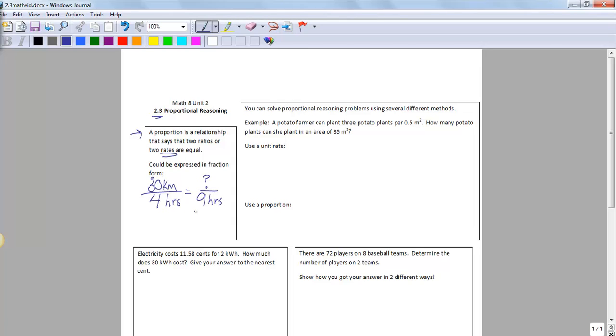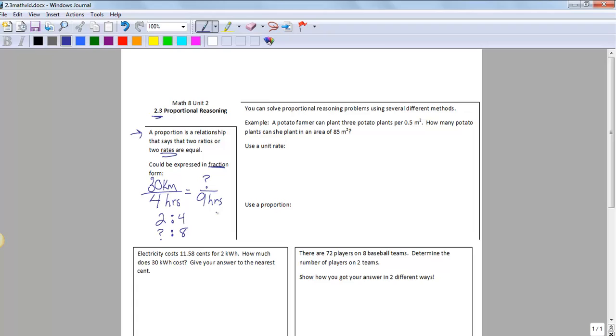I want to know how many kilometers I could go in maybe 9 hours. Right? So it's two fractions. Often a proportion is set up with the fractions being equal. You could do it with ratios as well. You could say 2 to 4 is going to be the same thing as question mark to 8. But often we write it in fractions. It's easier to express that way. Now you can use multiple different strategies to solve the same problem, and that's what we're going to spend time on today.